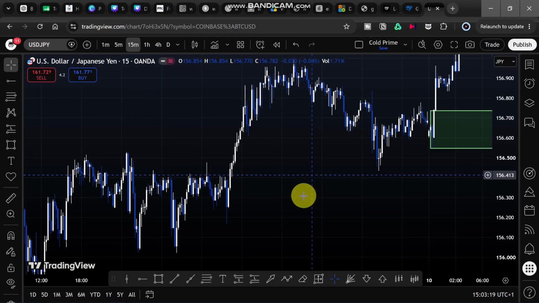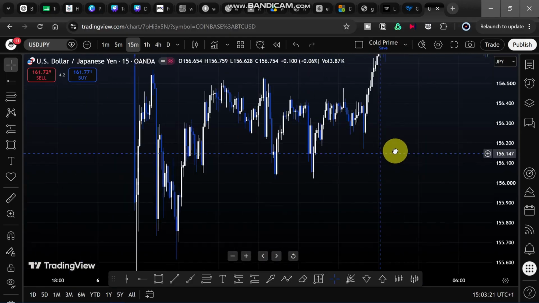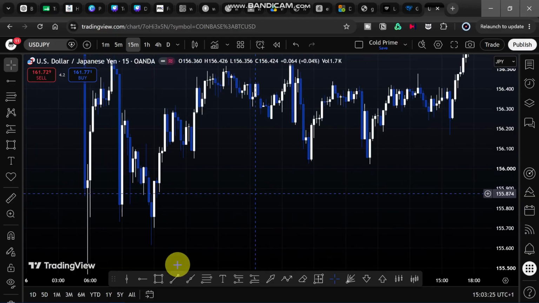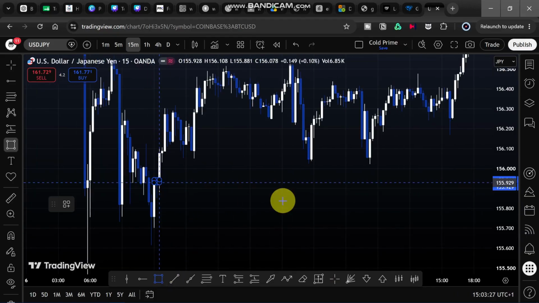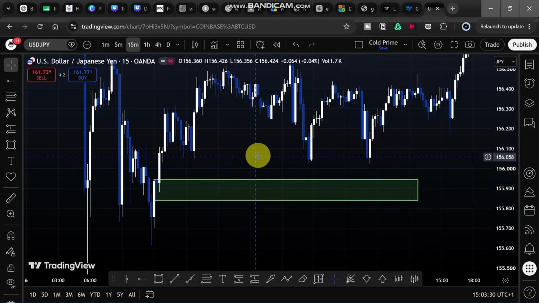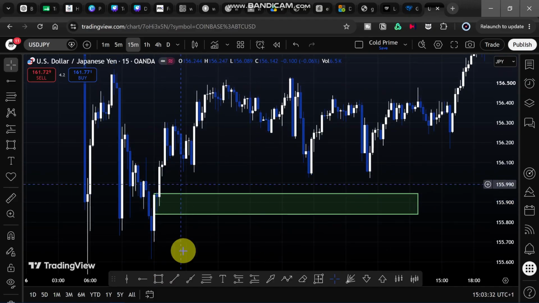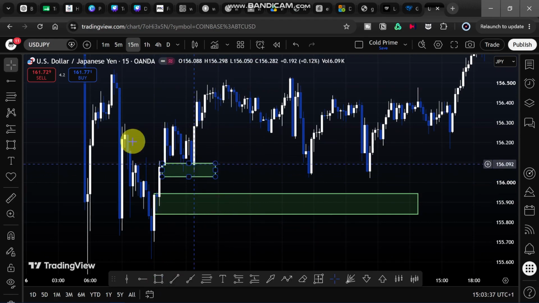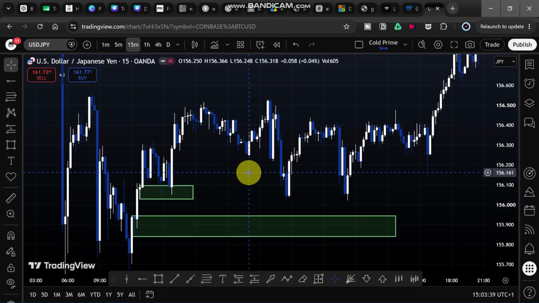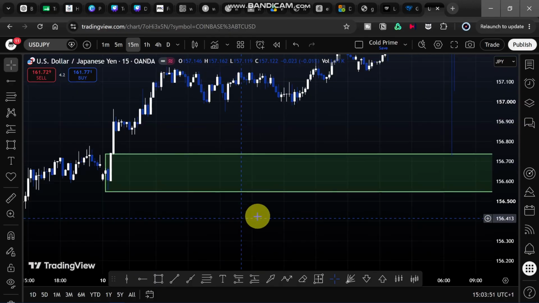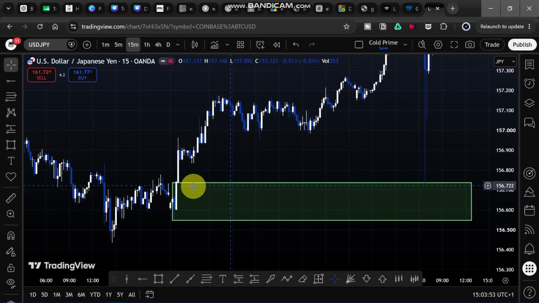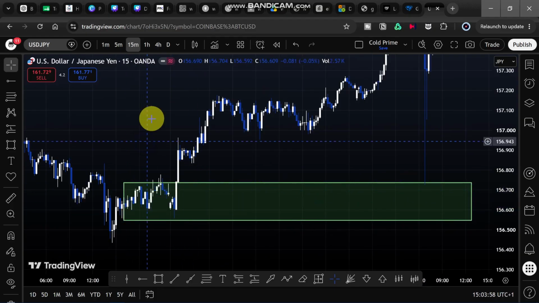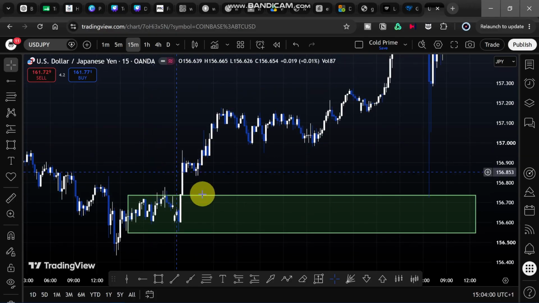Which other one do we have? We have this one, but this one wasn't tapped. We have another one here, but this one was tapped. Okay, so you would have entered here. Which other demand do we have again? So let's use this one as our example, right? So all of this right here is just the demand zones here, I would say.